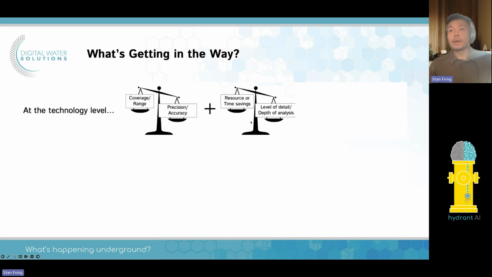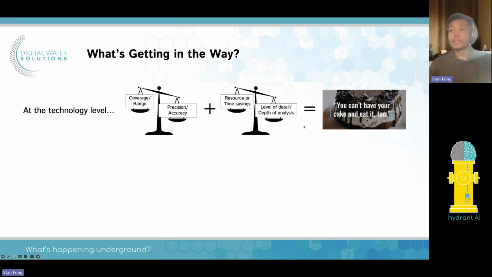On top of that, you also have this balance of your resource or time savings. So if I want to know more detail, why something happened or what specific process may have caused the break to occur, I need to invest time and resources into that. So the more that I want to know, the less time and resources I'm going to have available to me. Those two together basically mean that you can't have your cake and eat it too, right? And that's the reality of it right now.